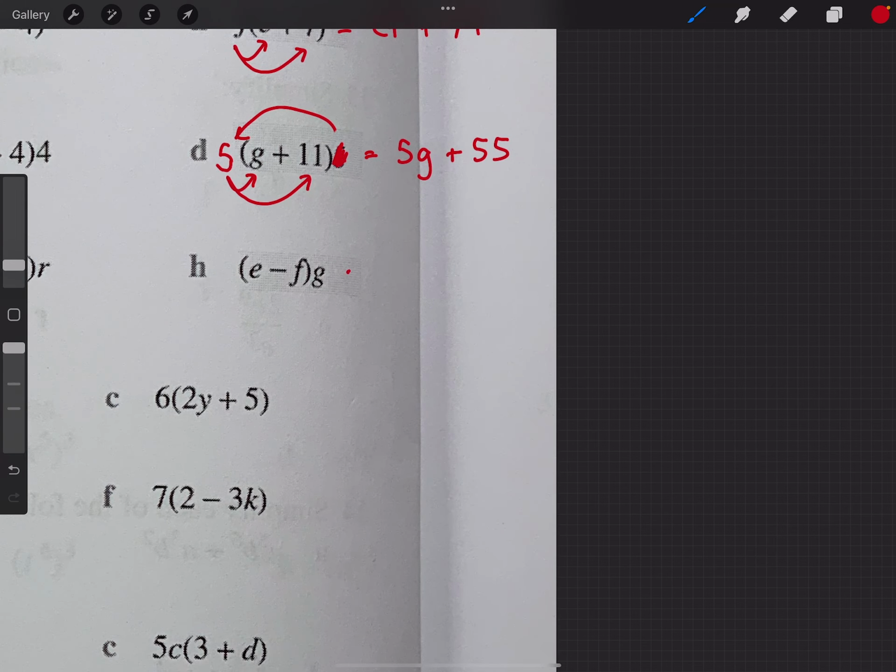All right, let's do this one backwards. So we do g times e will be ge. Actually, ge, whatever. And then g times a minus f is minus gf. Okay.